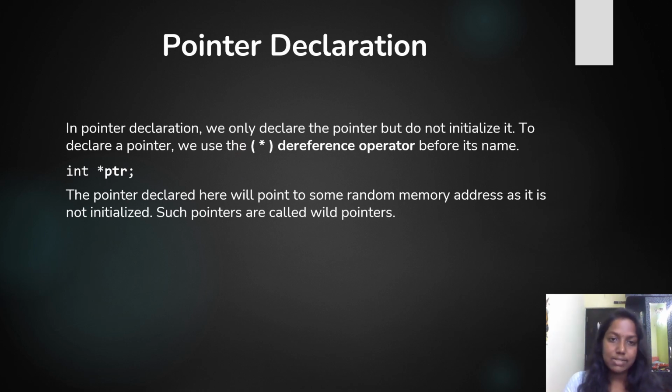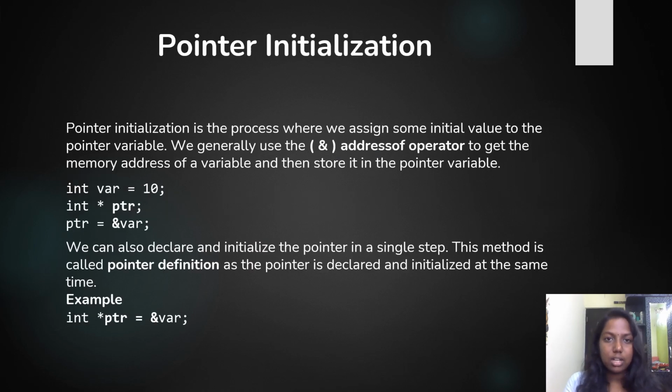Pointer declaration, as we've seen, uses the dereferencing operator: int *ptr. Sometimes a declared pointer will point to some random memory address as it is not initialized. Such pointers are called wild pointers. Pointer initialization: here we generally use &, the address-of operator, to get the memory address of the variable, and then that address is stored in the pointer variable.